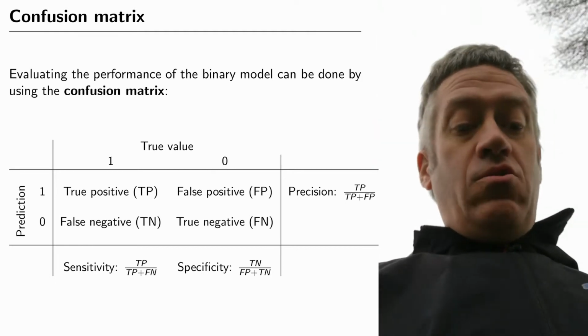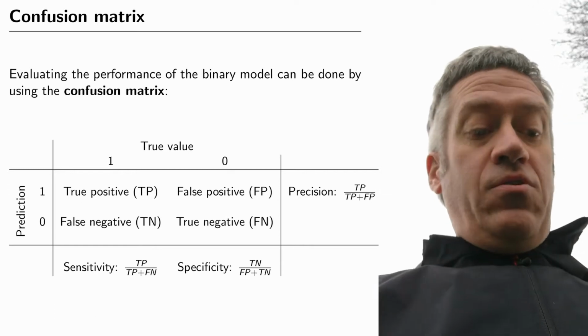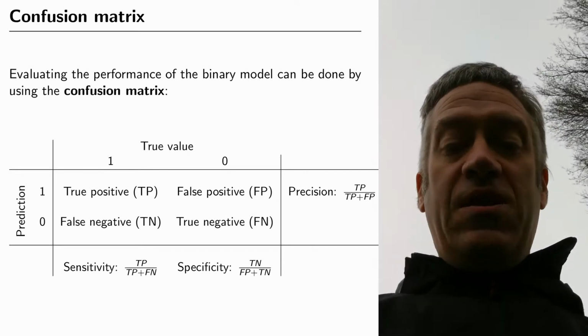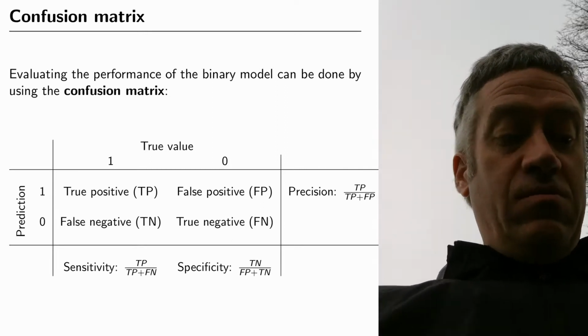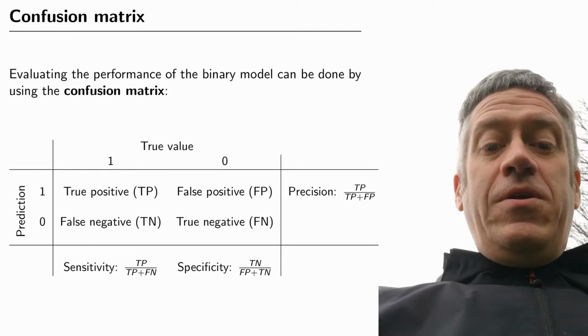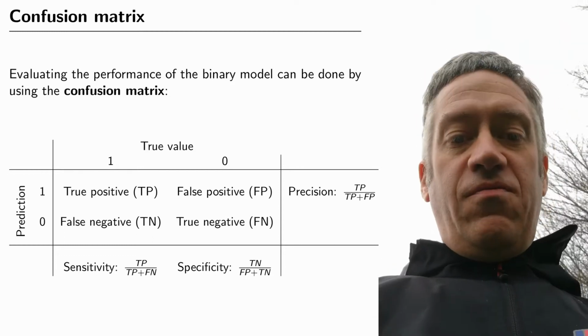So precision, for example, is the correctly predicted ones among all the predicted ones. So you have all these different ratios that you can calculate. If you go to Wikipedia, you will find at least 10 or 15 of them.